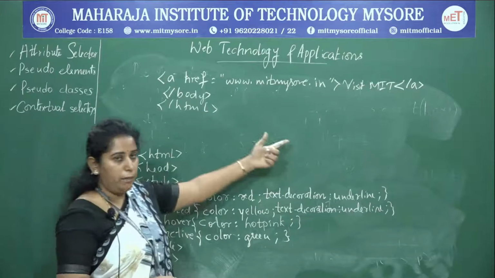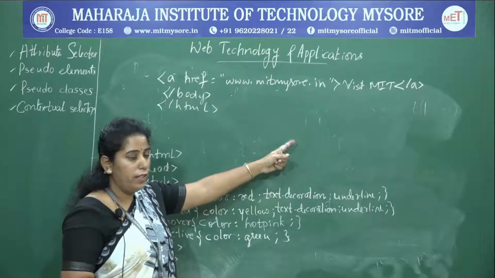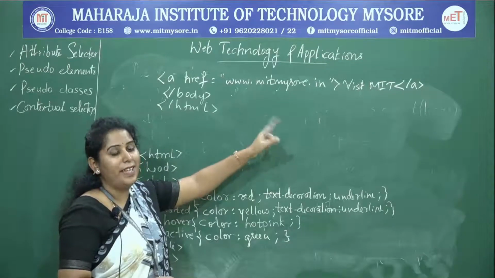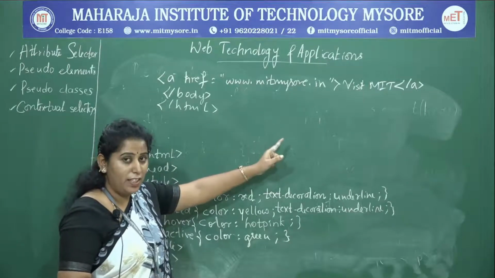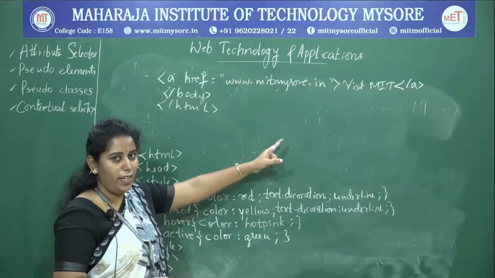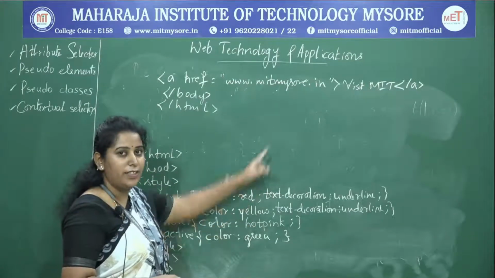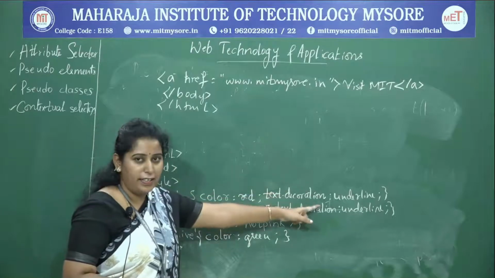Now what happens here? Now you run the program. You can notice in the output screen there is a message, Visit MIT. That is not a message, that is a link. Okay. That unvisited link is printed in which color? Red color, and it is underlined.